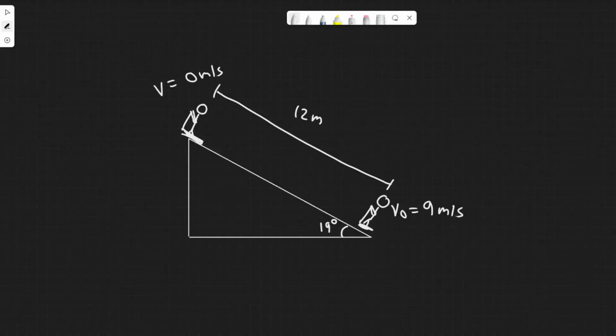So in this problem, we're told a skier traveling 9 meters per second reaches the foot of a steady upward 19-degree incline and glides 12 meters up along this slope before coming to rest. What was the average coefficient of kinetic friction?